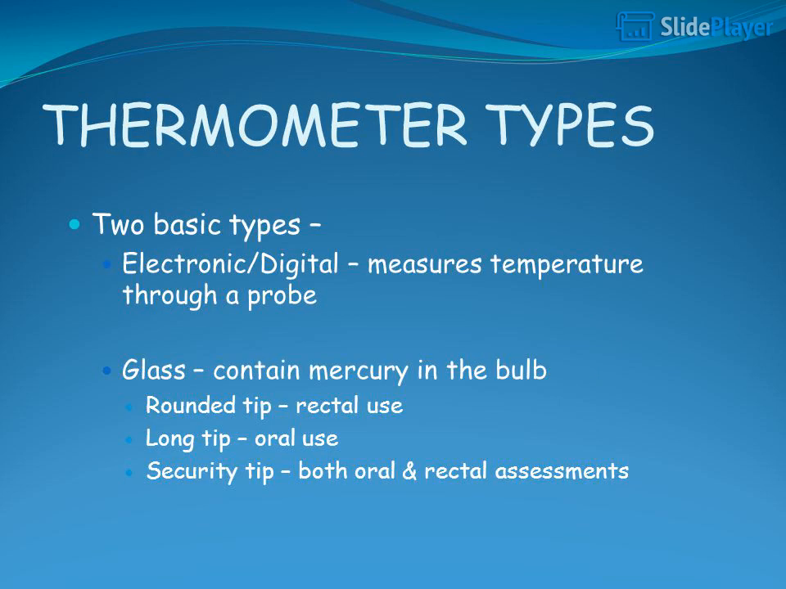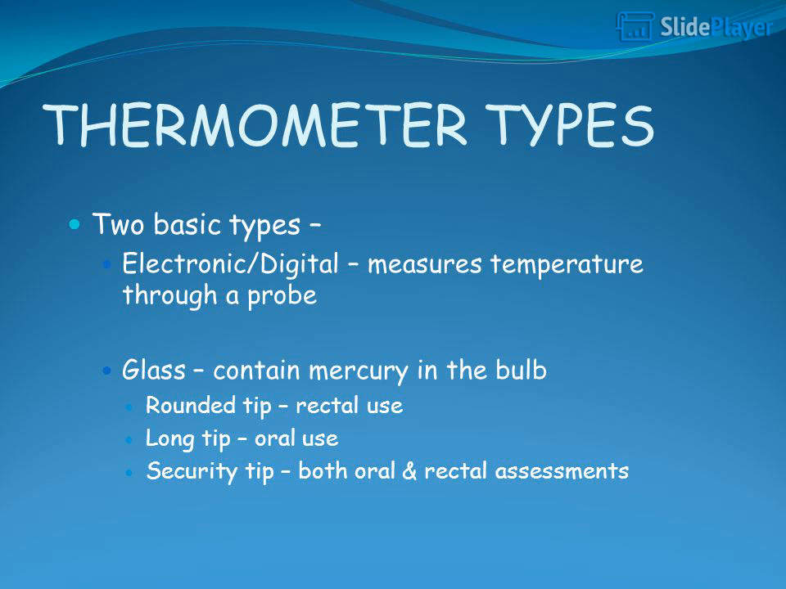Thermometer types, 2 basic types. Electronic/digital measures temperature through a probe. Glass contains mercury in the bulb. Rounded tip, rectal use. Long tip, oral use. Security tip, both oral and rectal assessments.